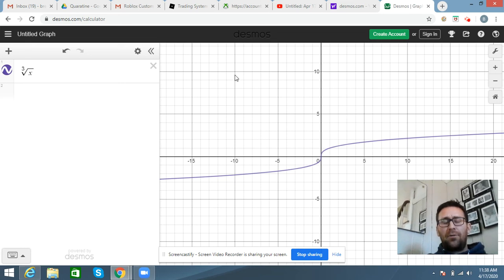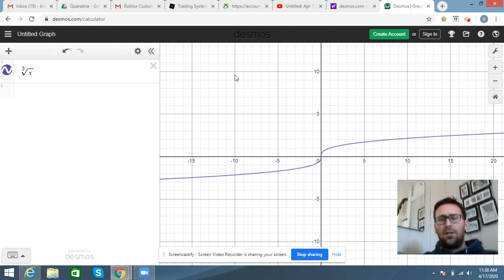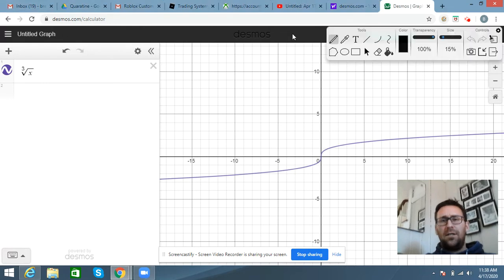Okay, I want to show you a couple problems for Friday's quiz. This is a cubed root function. Okay, this is what it normally looks like. This is the basic one. This is the parent function. Okay, on the quiz, it might look something like this.